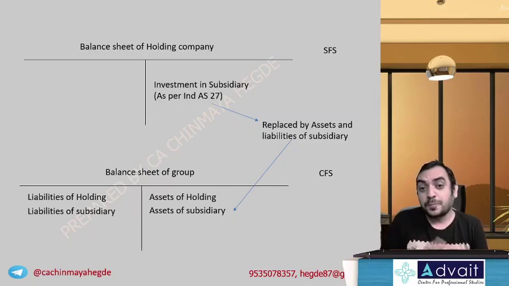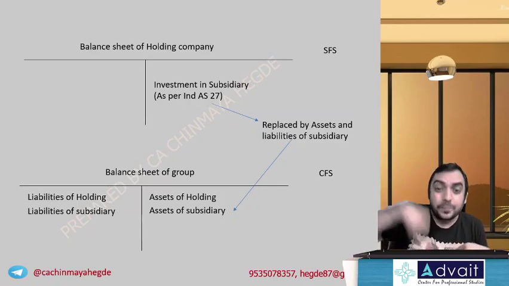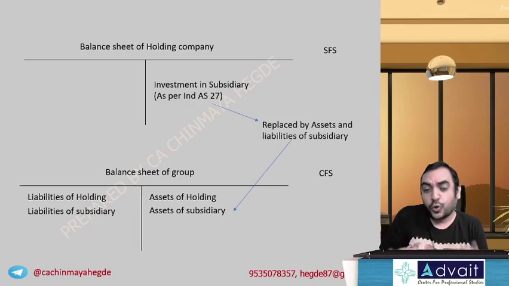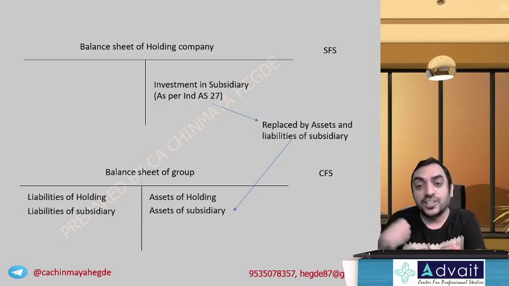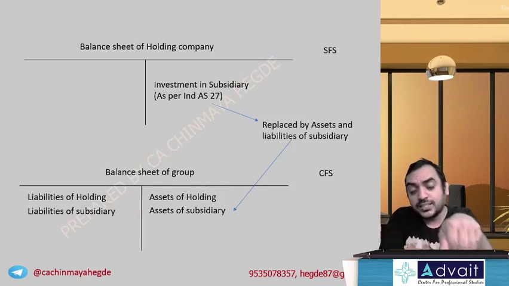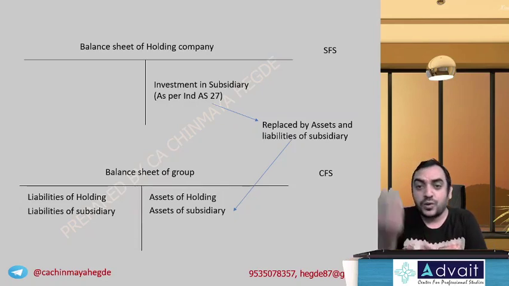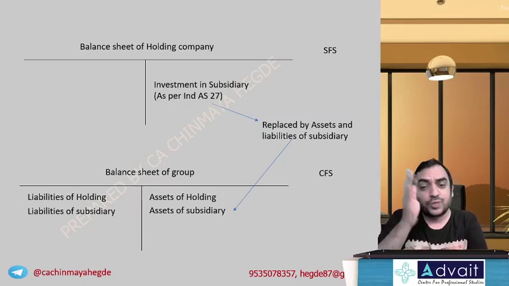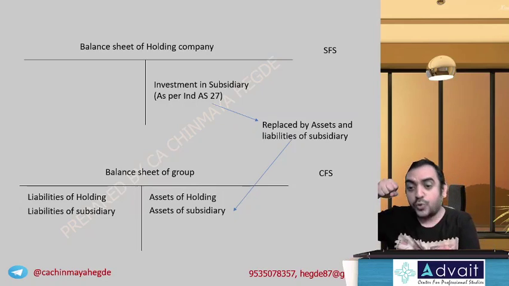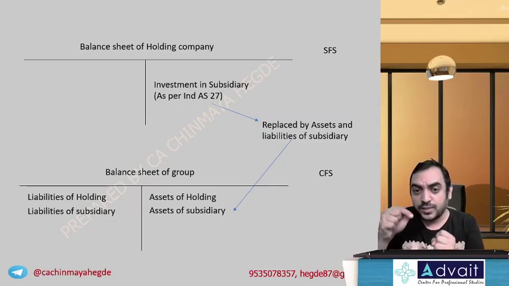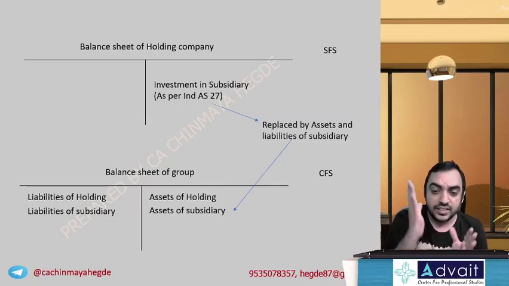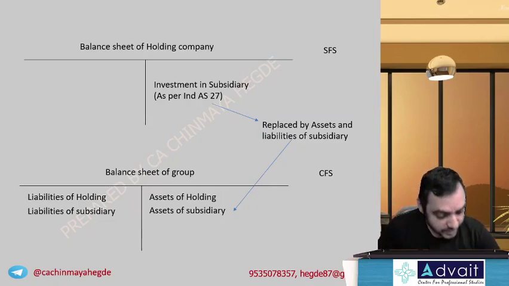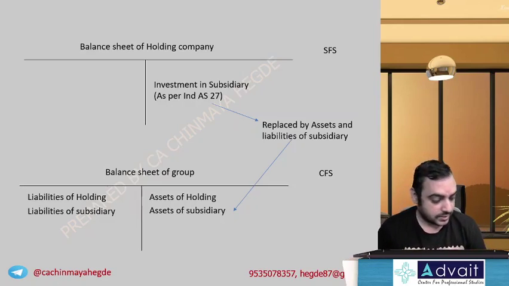Why will investment not come? Because that investment is only representing these assets and liabilities. What do you mean by investments? I'm having shares of a company, I'm the owner of a company, which means in the company I have ownership. So in that company, assets minus liabilities, the net assets, belong to me. After all, investment represents the net assets of a company. So the investment in the subsidiary is taken out, the subsidiary's liabilities and assets replace it, and that becomes the consolidated financial statements. Please write down these simple basics.